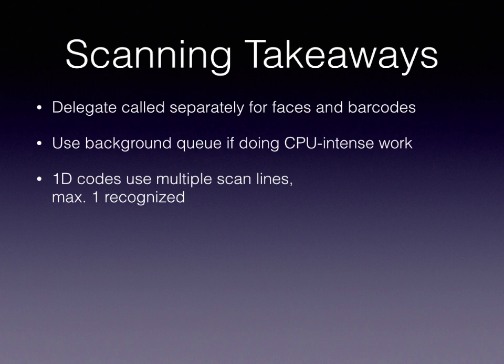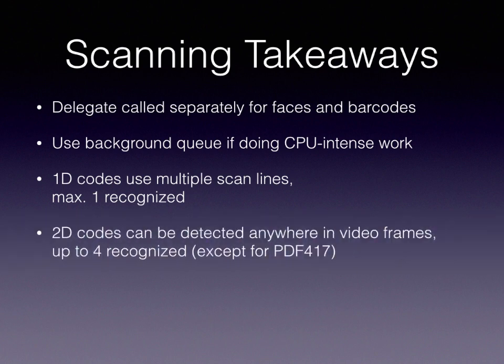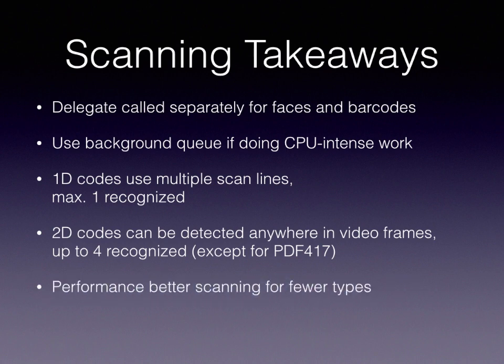Some restrictions: you can only scan 1 1D barcode at a time. 2D barcodes, you can recognize up to 4. So if you have a piece of paper that has 4 QR codes and you point the camera at that, you get all 4 recognized. Except for PDF417, because I already told you before, it's kind of a special thing with the wrapped lines that counts as a 1D barcode in the detection engine that Apple provides. And the performance is much better if you scan for less things.